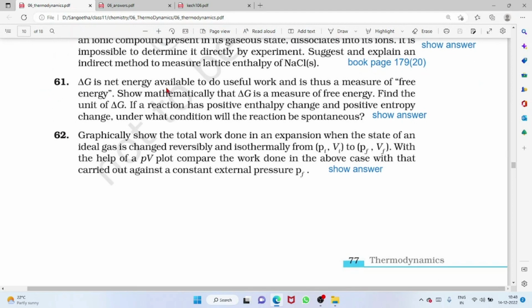Delta G is the net energy available to do useful work and is thus the measure of the free energy. So mathematically, delta G is the measure of the free energy. Find the unit of the delta G.